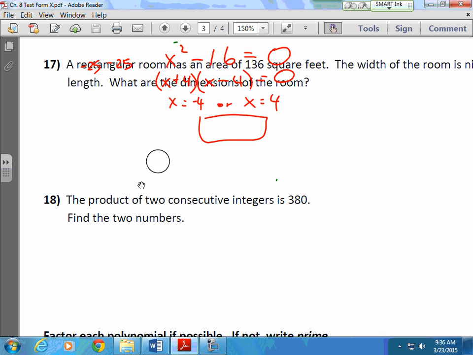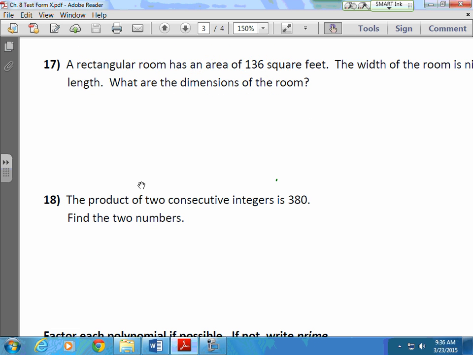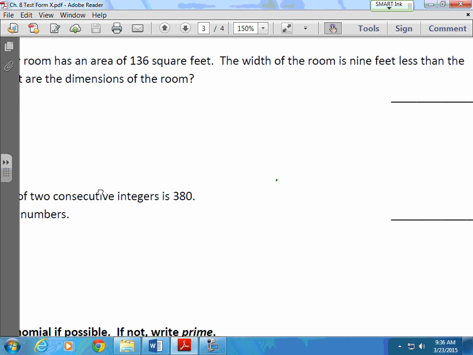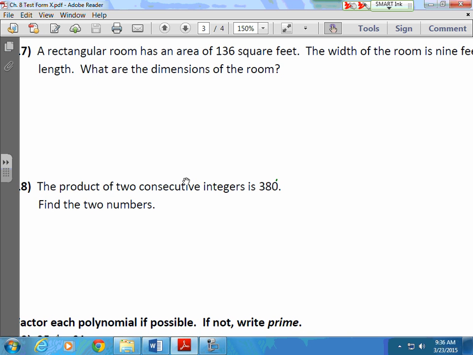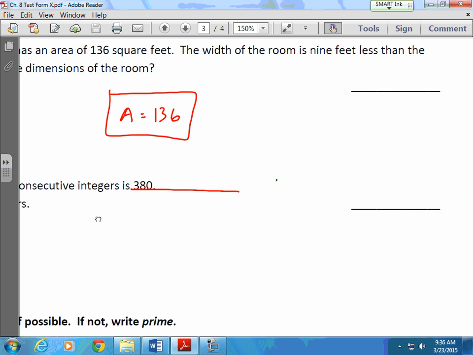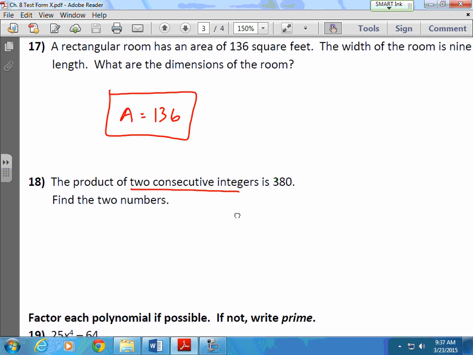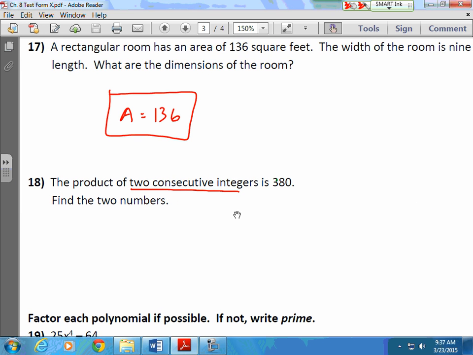A rectangular room has an area of 136 square feet. The width of the room is 9 feet less than the length. What are the dimensions? Rectangular room. Area is 136. The width of the room is 9 feet less. Okay, so the length we can call x, and the width will be x minus 9. What are the dimensions of the room?